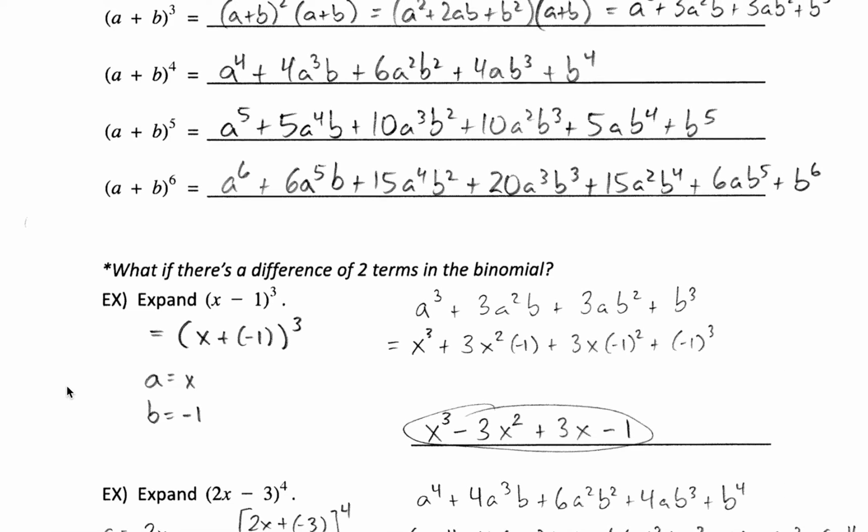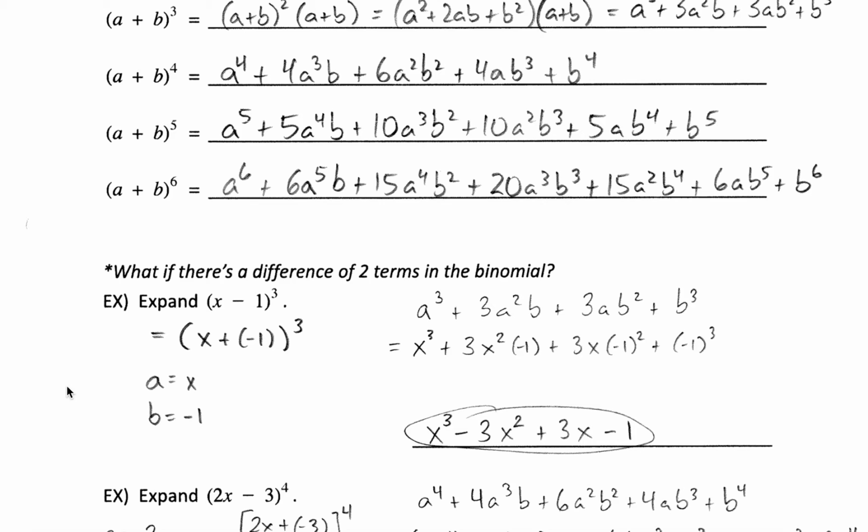All right, let's move into some more complicated examples here. This time we're going to include different letters or numbers instead of the a and the b. So we're going to use these patterns, and then we're going to substitute the values given in our new binomials. Also a little different here.